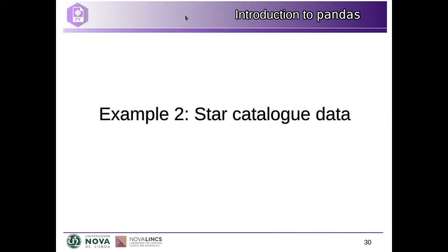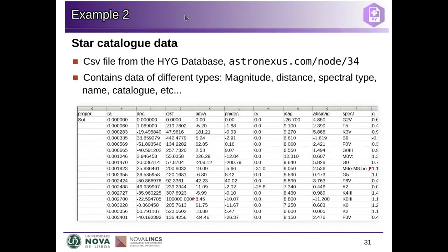Okay, so let's look at another example of manipulating data. We have this database with the different stars surrounding our solar system. It includes the sun, our solar system, and then we have different stars at different positions in the sky, and also different magnitudes, distances, spectral types, and so forth.